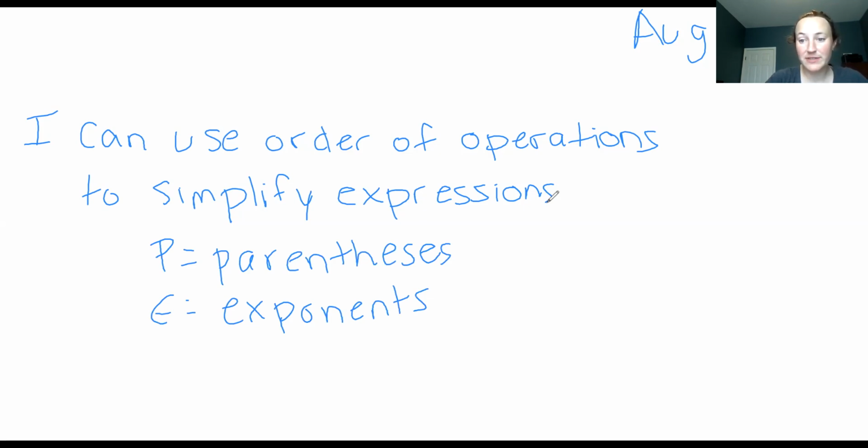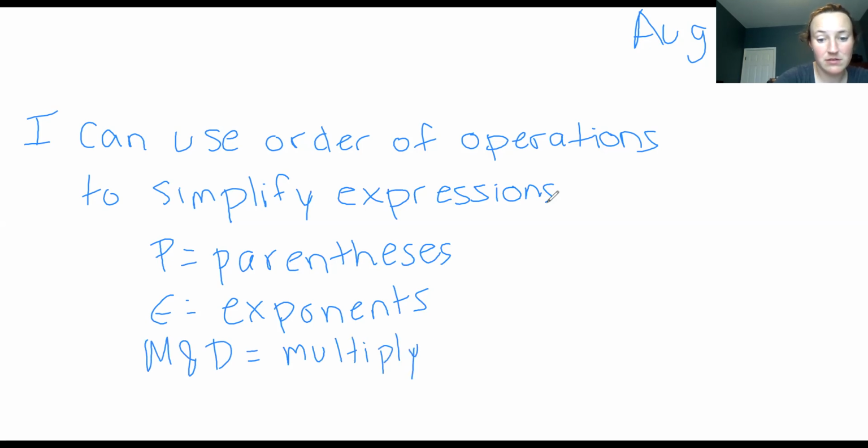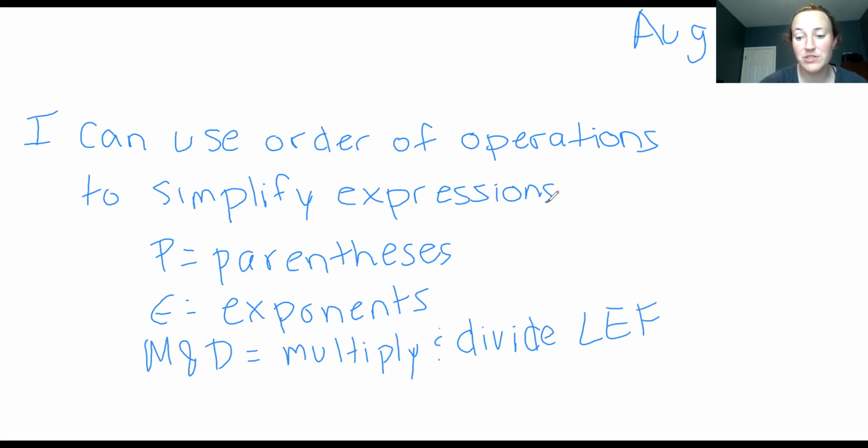Now, up next is multiplication and division. I might write it a little differently than what you guys are used to seeing. I'm going to put multiplication and division on the same line. So M and D, multiply and divide. Okay. And I put these on the same line because if you have both of those operations in a problem, we want to make sure we simplify it from left to right.